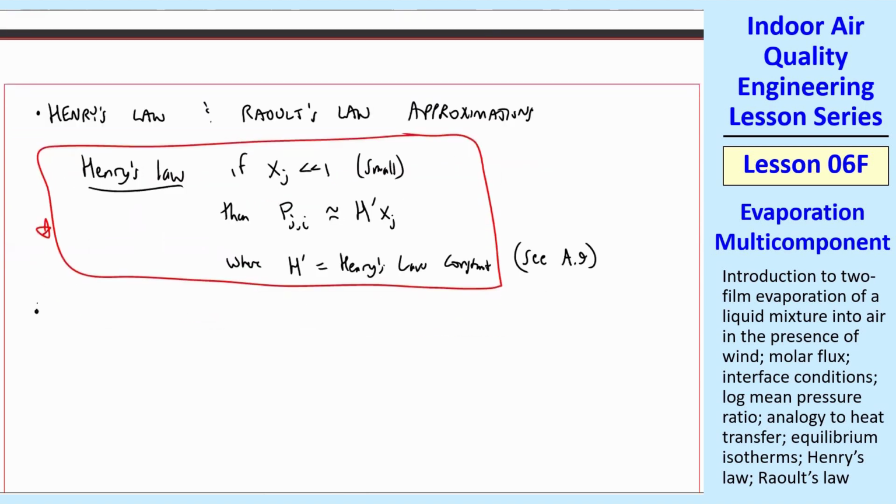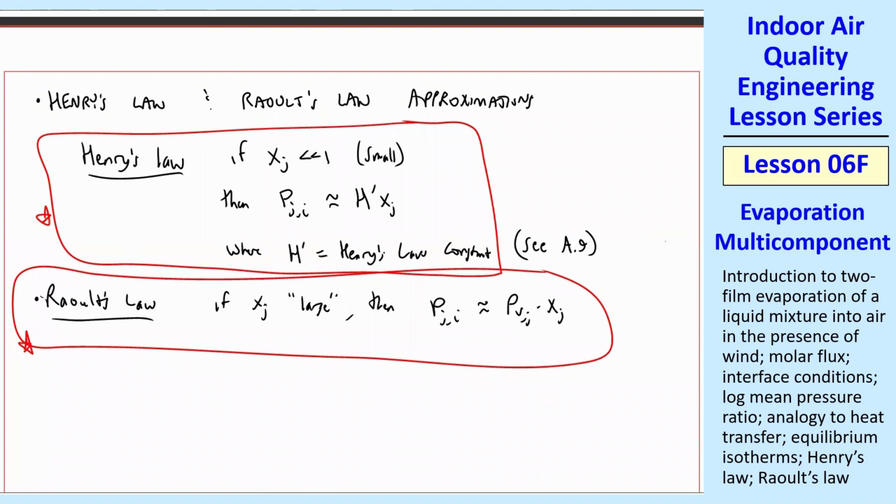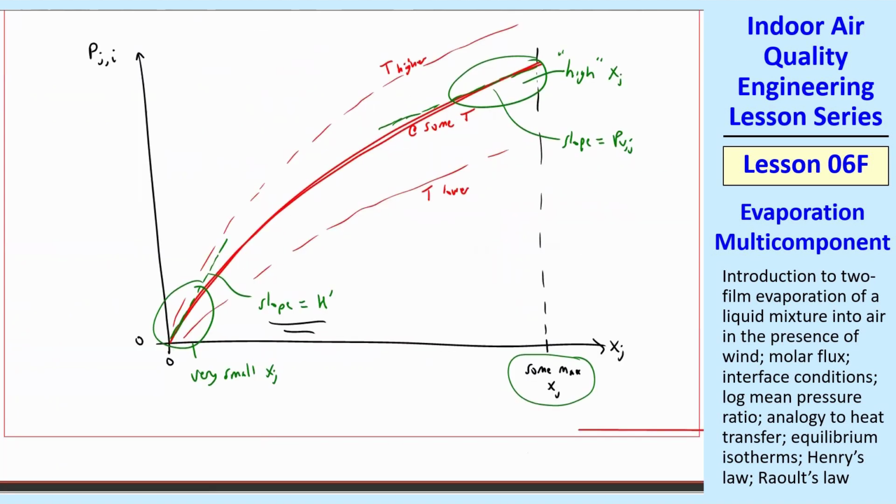And then you have Raoult's law. If x_J is large, again, close to its solubility limit, then this one's even easier. P_Ji is approximately P_VJ times x_J. So no new constants there. This is just using P_VJ, which we know how to look up. That depends on temperature, of course. So if you have a temperature other than 20 or 25 degrees C, you have to interpolate, as I showed you before. When we have very small x_J, we're taking this green dashed line here, a linear slope.